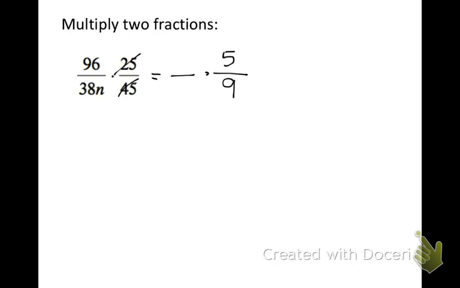For the 96 and the 38, I know that they at least simplify by a factor of 2 because they're both even. So I'm going to divide them both by 2, and we get 48 over 19. And don't forget the n. And that seems like all the factoring that I can do now. Oh, these actually might simplify more. I believe that I can divide both those by 3. So let's do 48 divided by 3, and we get 16.